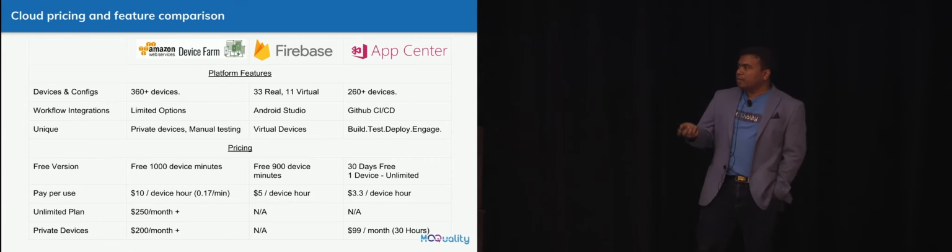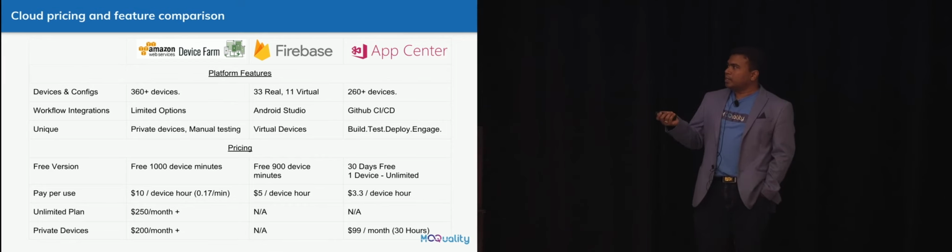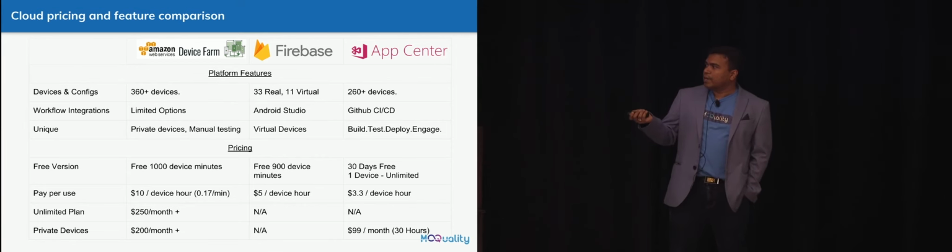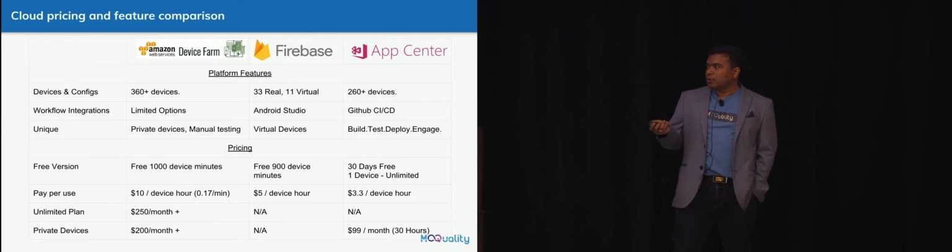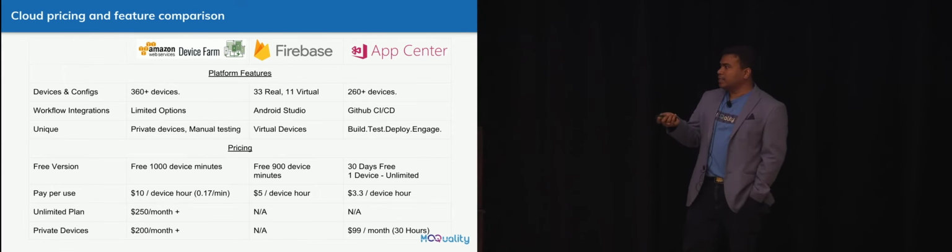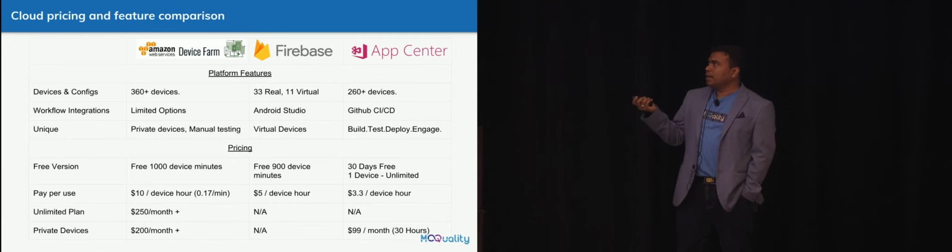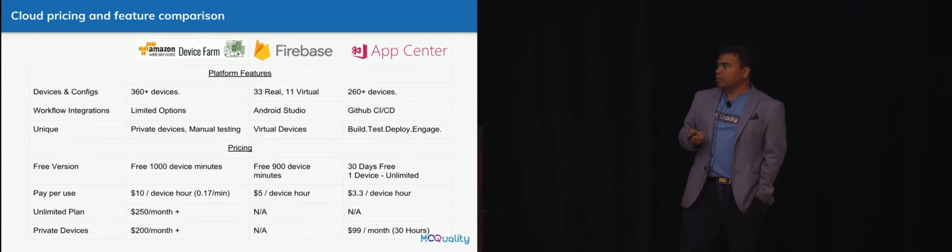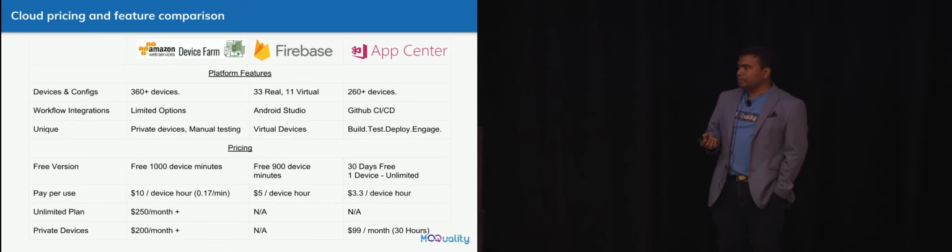For pricing, all of them price by the minute, but App Center and Google advertise price by the hour. So I've converted everything to hours, and as you can see, Amazon is the most expensive. They're $10 per device hour, or 17 cents per minute. And Google Firebase Test Lab is $5 per device hour. They are actually $1 per virtual device hour. So that's even cheaper than everyone. And Microsoft is $3.3 per device hour.